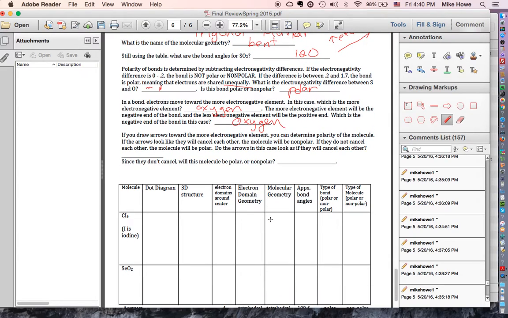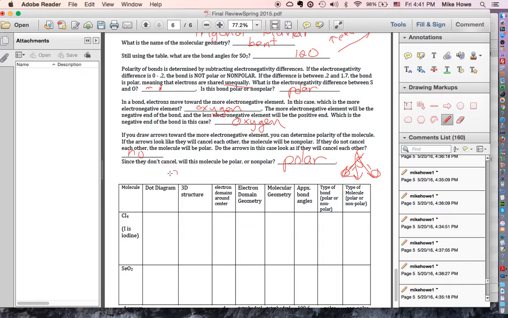So if you draw this molecule and put the arrows in, here's the molecule again, let's draw it right here. It's bent like this. The arrows are going to go this way and this way, because oxygen is more electronegative. So do these arrows look like they would cancel each other out? Answer would be no. You'd get a resultant vector in that direction, so this molecule would be polar. So the answer was no, they do not cancel, so the bond is polar.